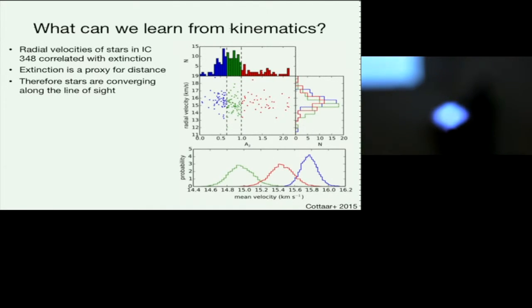And what they claim to have found is that there is a correlation between extinction and velocity, suggesting that the stars are sort of converging along the line of sight, i.e. that this group of stars is in the process of collapsing down to form a cluster. So again, supporting the idea perhaps that stars form and then begin to collapse down to form clusters. Whether you believe their exact correlation is up to you, but I think it's an interesting idea worthy of exploration.